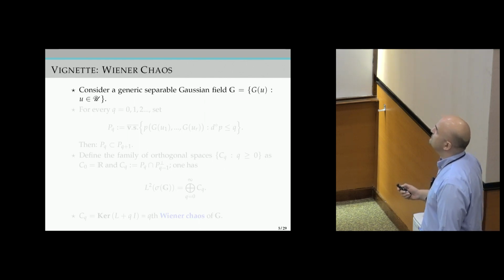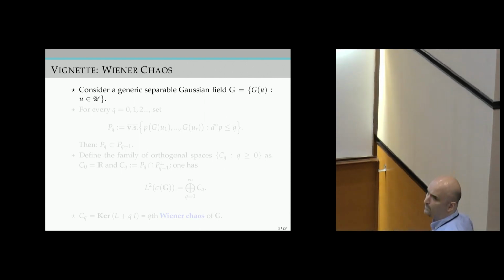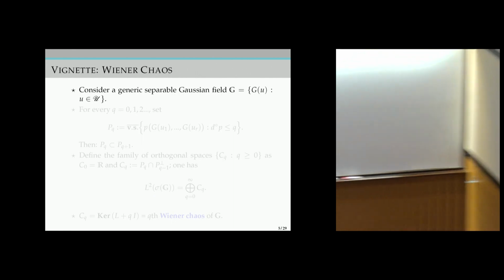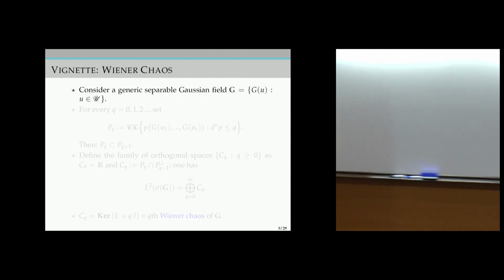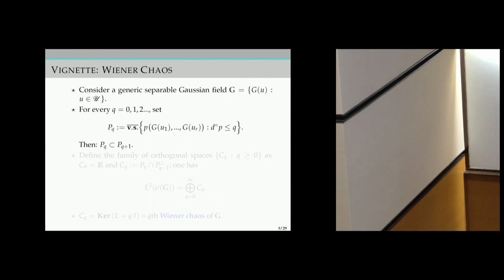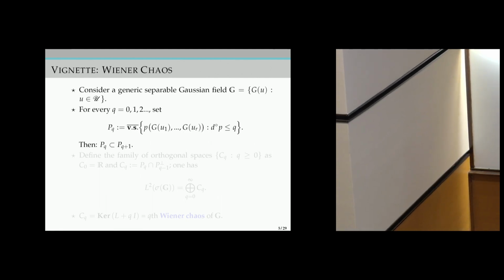So this is a very general construction. You consider a generic separable Gaussian field, meaning that the Gaussian space is generated by a countable collection of Gaussian random variables. This is really generic. It can be just Brownian motion or whatever you have in mind. Then for every integer q, you define P of q to be the L2 closure of the vector space generated by polynomial transformations of the field such that the degree of the polynomial does not exceed q. So you take all polynomial transformations of this Gaussian field, and you fix the degree of the polynomial to be not more than q.